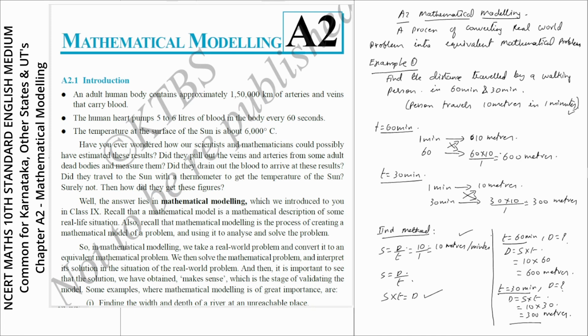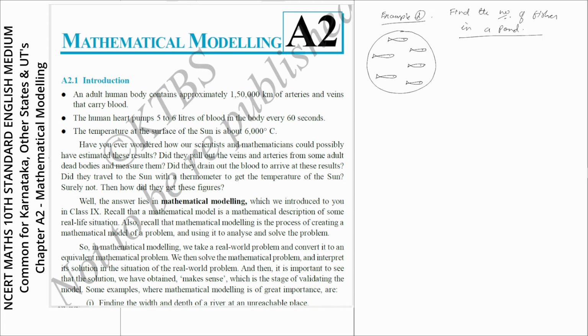Now consider another example where we need to find the number of fishes in a pond. This example is given in the textbook also. If the pond is very big and there are a large number of fishes, then it is practically not feasible to catch all the fishes and count. Instead we can sample a small number of fish, and we can calculate. Let us see how this can be done.